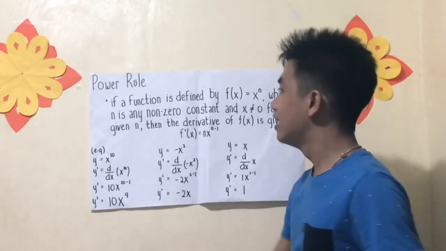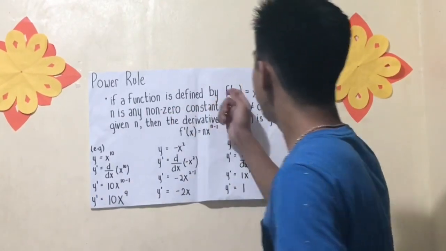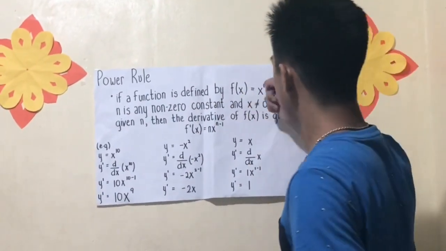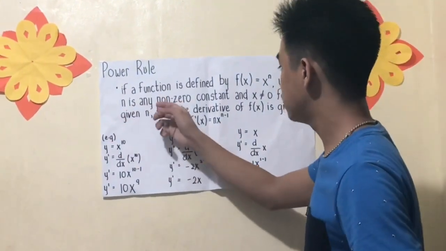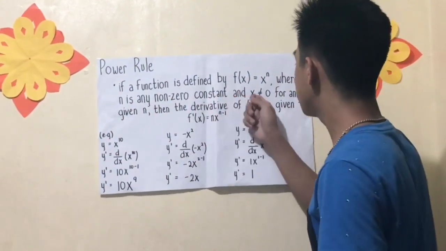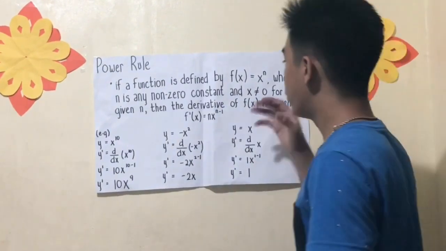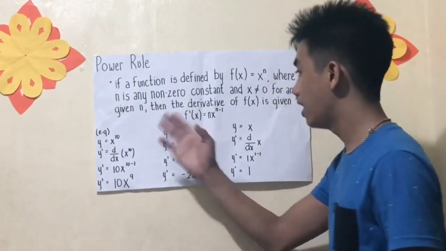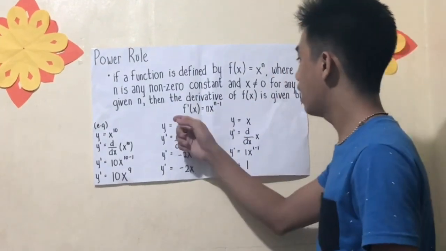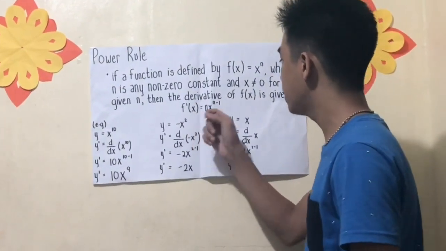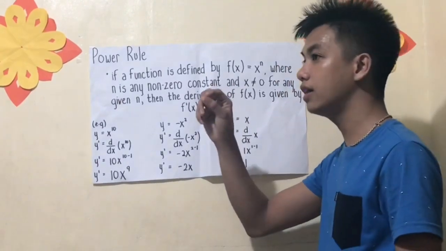Power rule. If a function is defined by f of x equals x raised to the power of n, where n is any non-zero constant and x is not equal to 0 for any given n, then the derivative of f of x is given by f prime of x equals n x to the power of n minus 1.